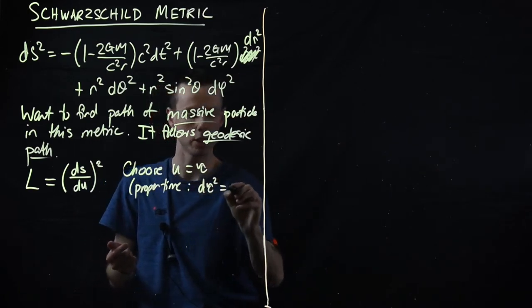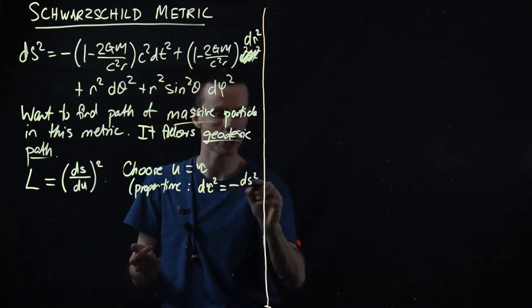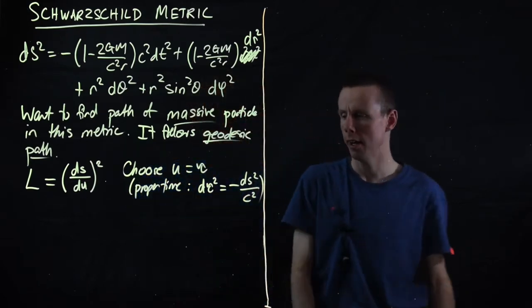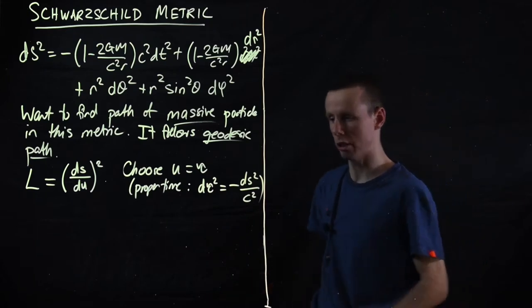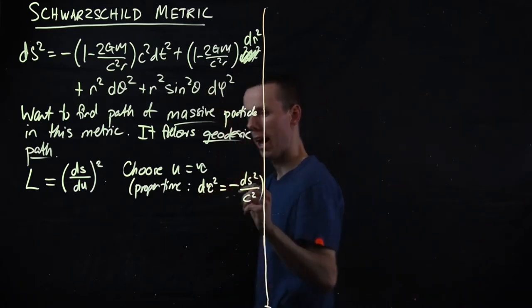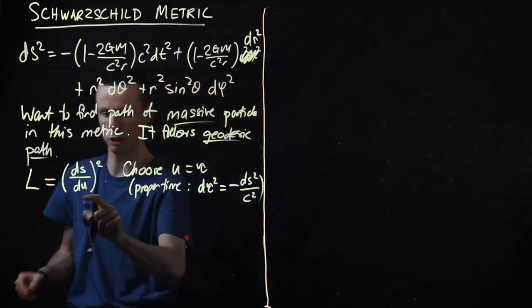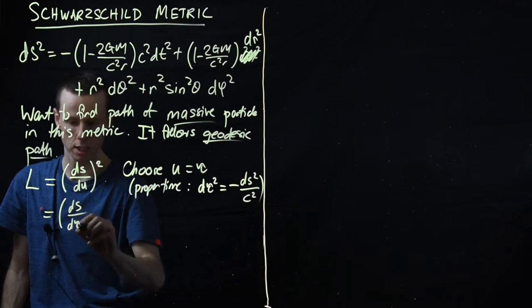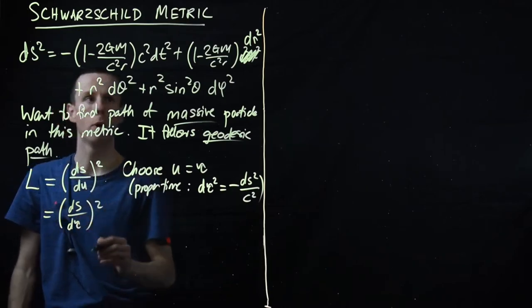And remember what our actual definition of proper time was: d tau squared is equal to minus ds squared over c squared. You'll find that equation way back in your notes in special relativity, and it's still true here. So this is the definition of proper time. We'll come back to that in a second. Let's just go with it for now. So this would just be ds by d tau squared.